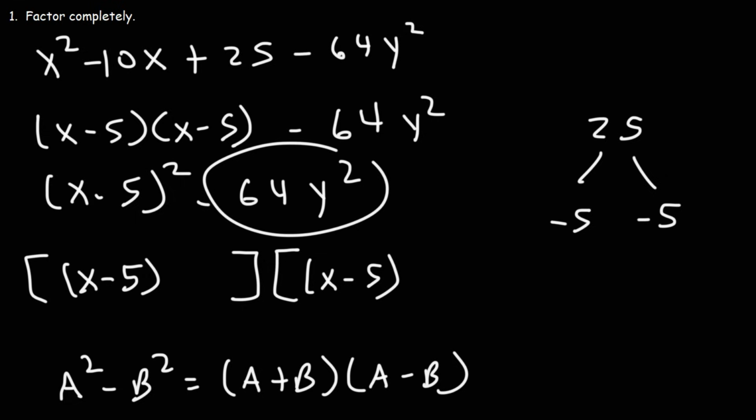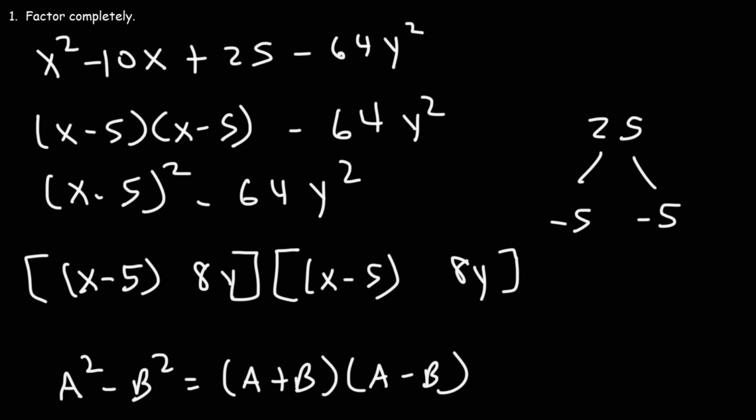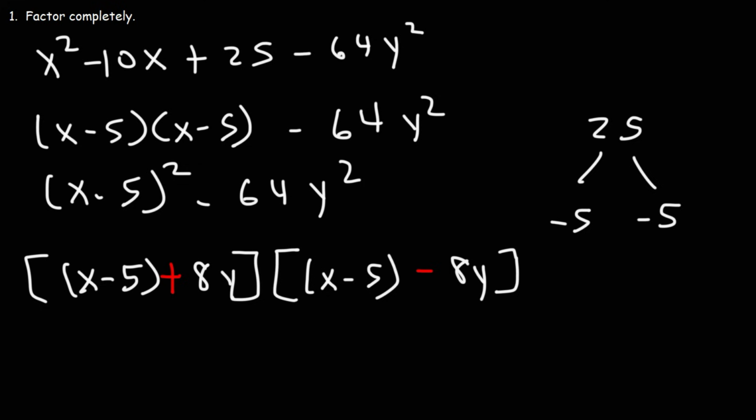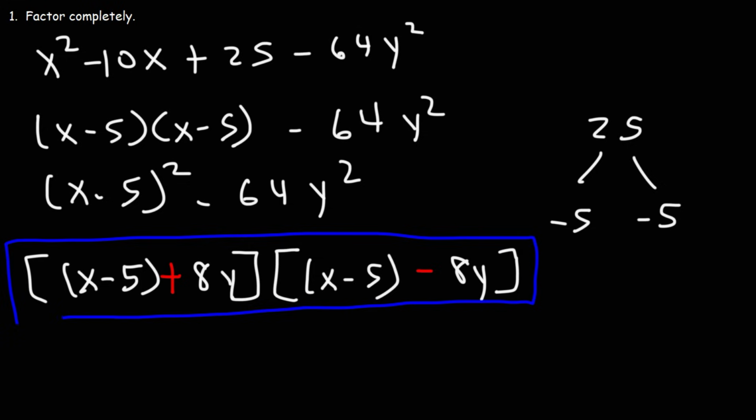Now the square root of 64y squared: the square root of 64 is 8, the square root of y squared is y. So we're just going to have 8y. One is going to be plus, the other will be minus. So we could leave our answer like that because there's nothing else that we can combine. So that's it. It's x minus 5 plus 8y and x minus 5 minus 8y.